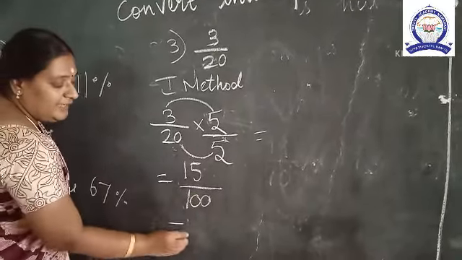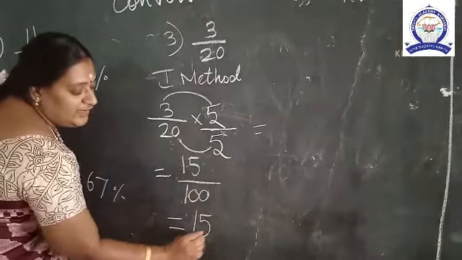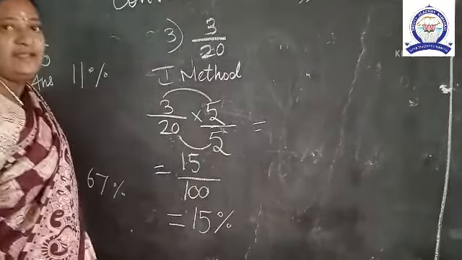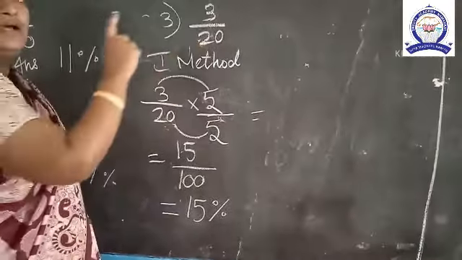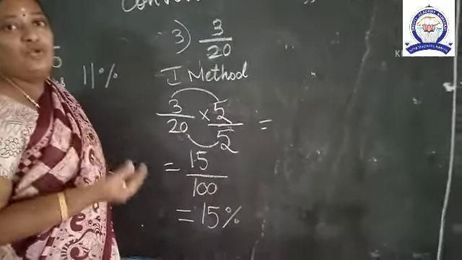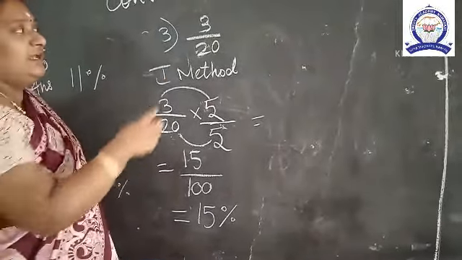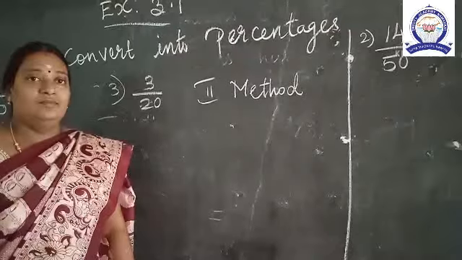Now you write the answer. 3 5s are 15, so 15 out of 100. So 15 percentage is the answer. This is the first method. In the first method, whatever number is in the denominator, we convert it to 100 by multiplying with a suitable number.